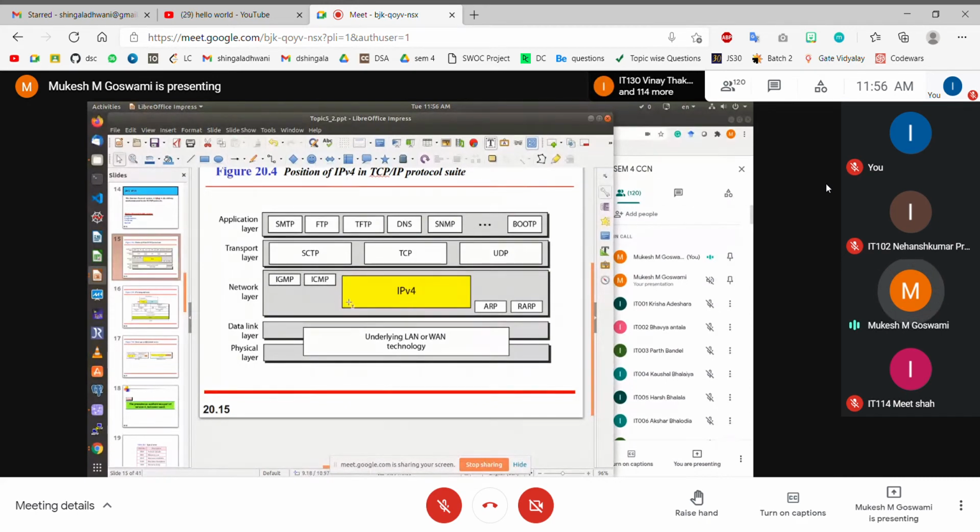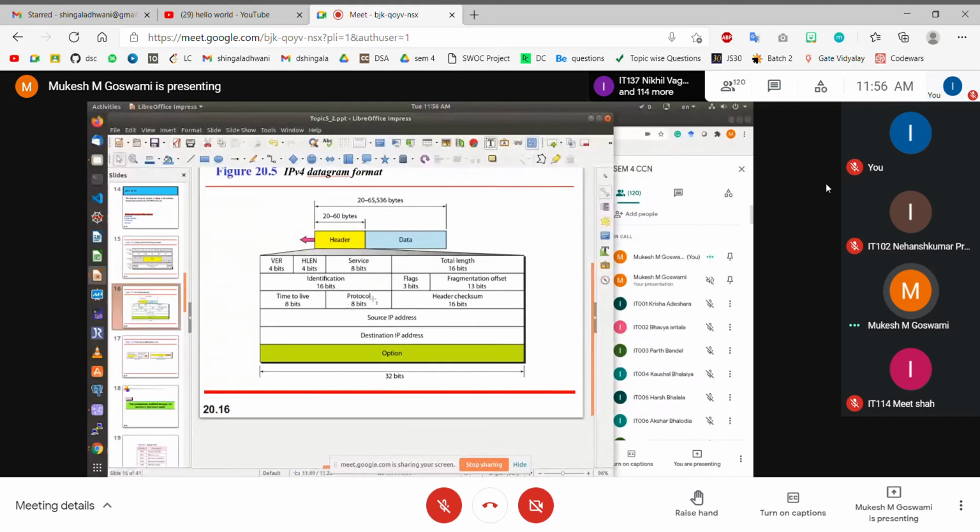So the data carried by the IP version 4 packet can be data coming from the STP protocol, TCP protocol, UDP protocol, or it may be data coming from either the IGMP protocol or the ICMP protocol. So which higher layer protocol the data carried by IP version 4 belongs to is identified by the protocol field.